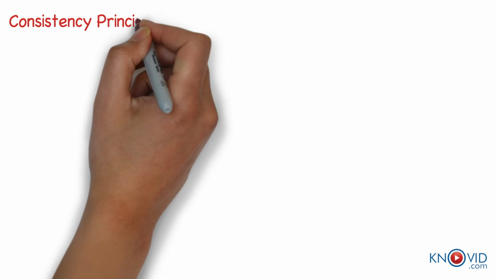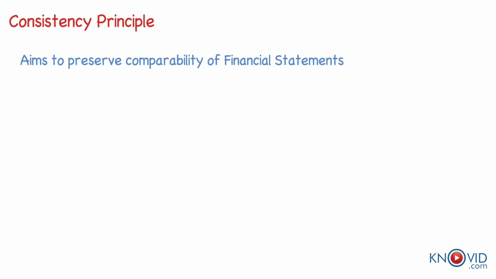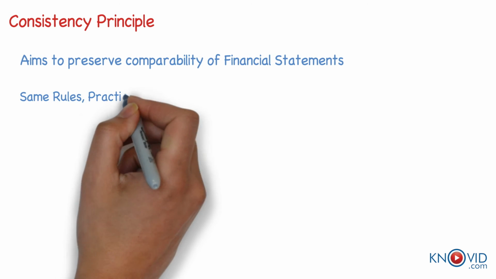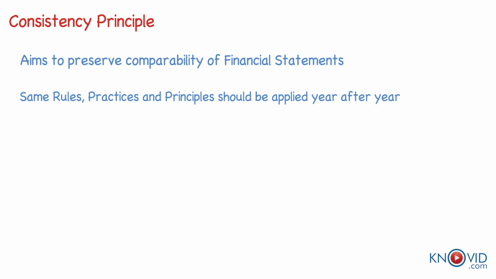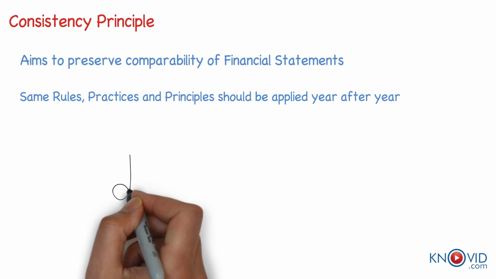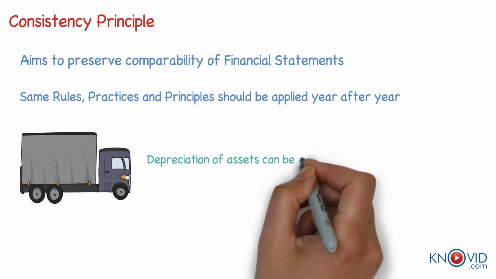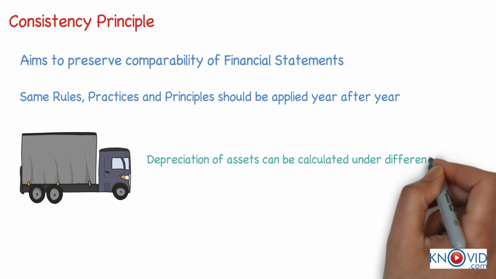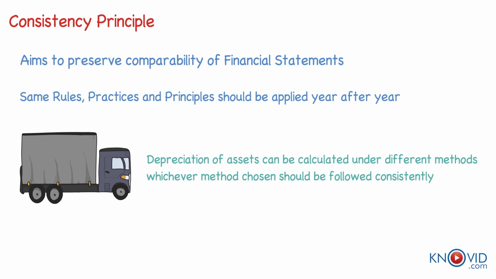The consistency principle aims to preserve the comparability of financial statements. The same rules, practices, and principles should be applied in accounting year after year. We can compare the financial results of the business among different accounting periods only when consistent practices are followed. For example, depreciation of assets can be calculated under different methods. Whichever method is chosen should be followed consistently year after year.